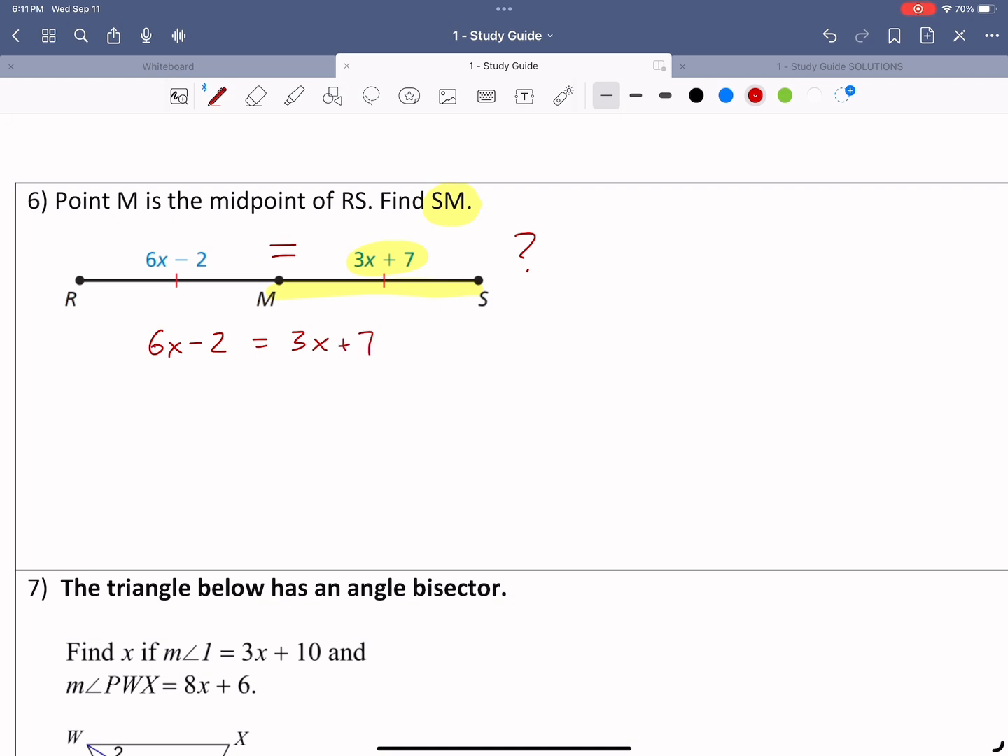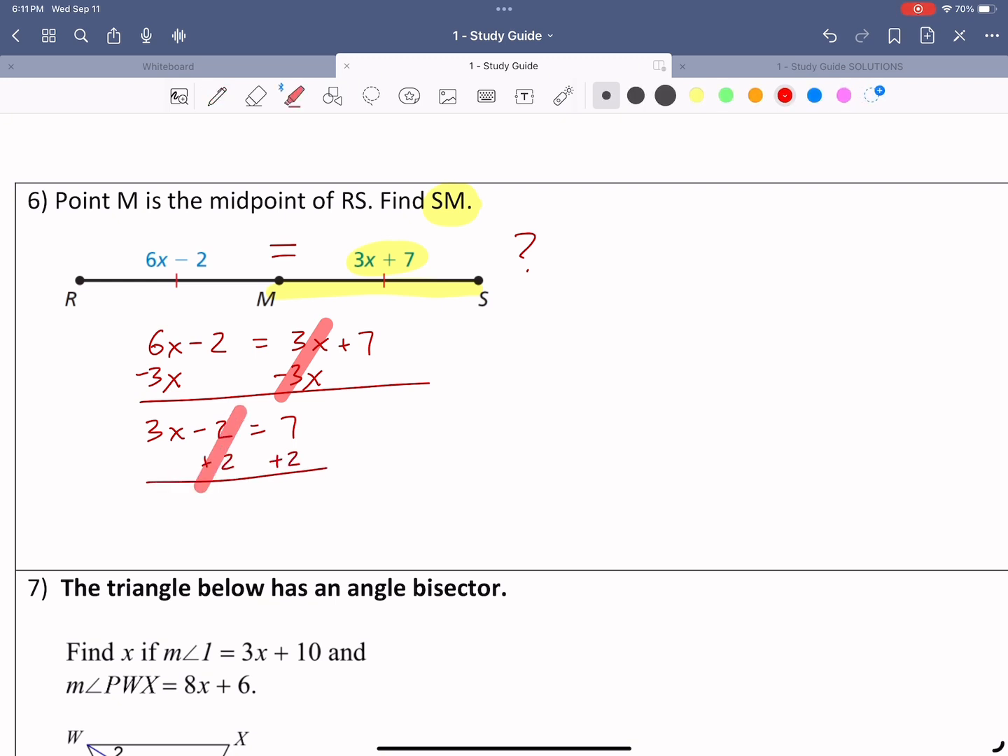All right, forget it. Minus 3x, subtract. This is going to cancel. You're going to get 3x minus 2 equals 7. Add 2 to both sides. This cancels. You're going to get 3x equals 9. Divided by 2. Oh, that's not 2. I have COVID. Forgive me. My mind is not right.